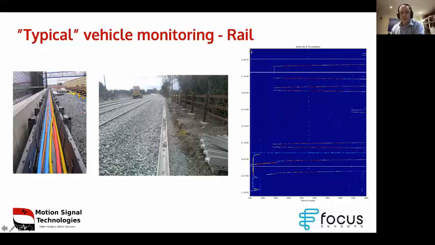So again, this is actually a much longer time section. We've got about 5 hours on our time axis down here, and this is channel number going across the bottom. So if you like, the bottom is distance down the track. And these red lines going across here are actually the trains that are going up and down the track in this case.